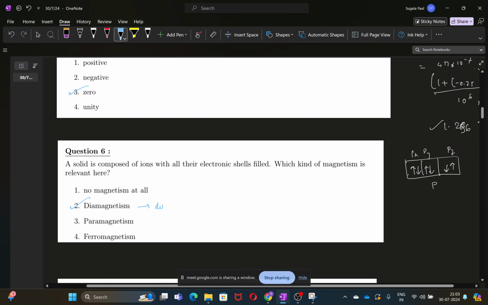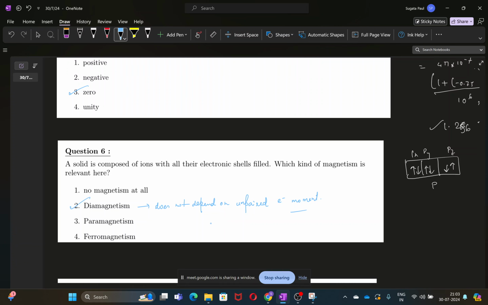Because diamagnetism does not depend on unpaired or uncompensated electron movement. It is something that is inherently present in all objects. Diamagnetism is common to all objects. It is present always in every object, because it does not depend on whether the material or solid has some unpaired electron or not. Unlike paramagnetism, because in paramagnetism you need to have at least one unpaired electron present in the system. Otherwise, you cannot have paramagnetism.